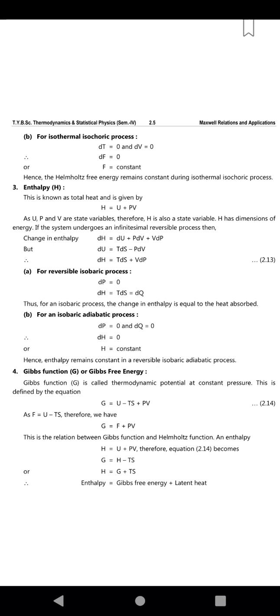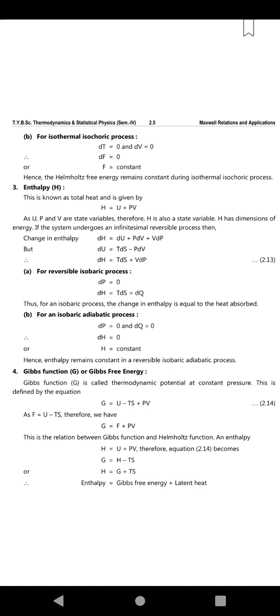आणि फोर्थ थर्मोडायनामिक पोटेन्शियल आहे गिब्स फंक्शन, which is also called Gibbs free energy. This is defined by the equation G equal to U minus TS plus PV, किंवा याला लिहिला जाऊ शकते G equal to H minus TS, or G equal to F plus PV, because F equal to U minus TS. Therefore, G equal to F plus PV. This is the relation between Helmholtz function and Gibbs function.